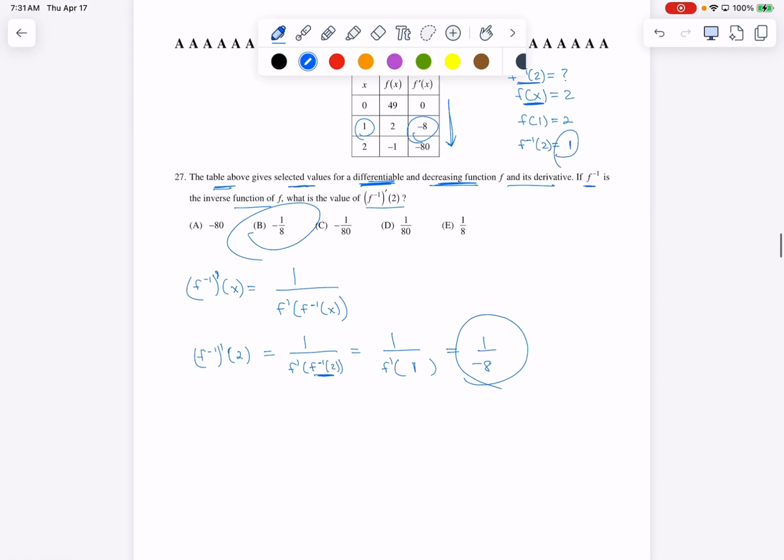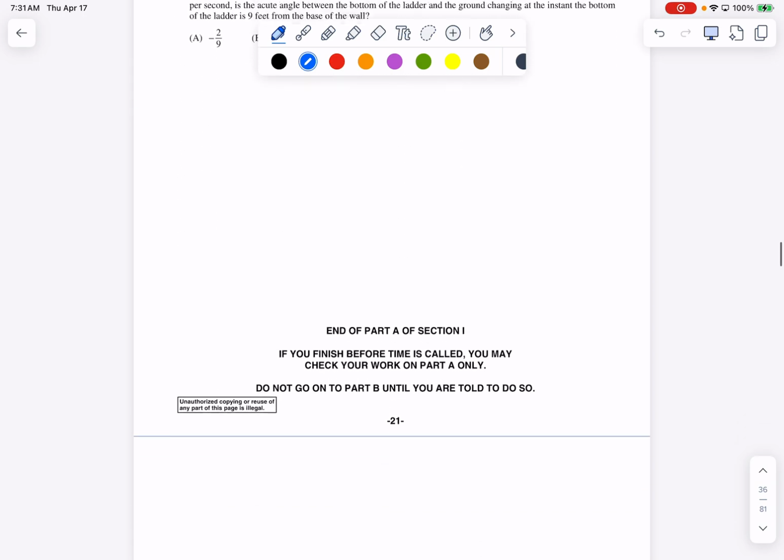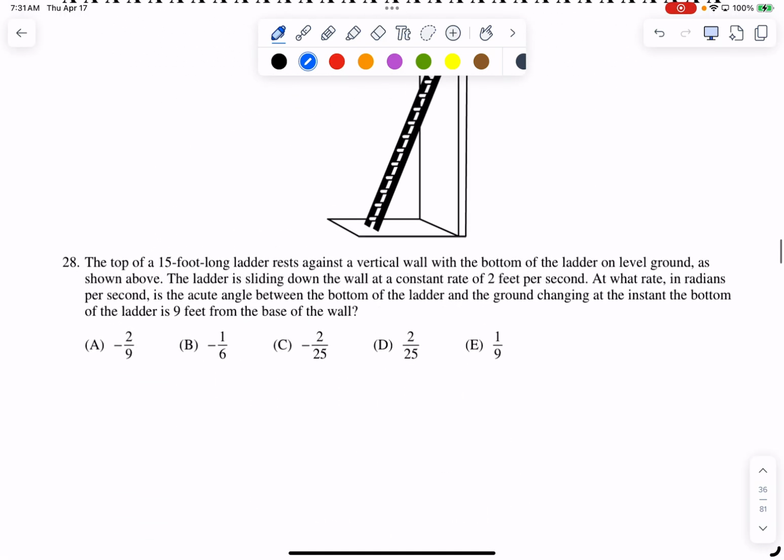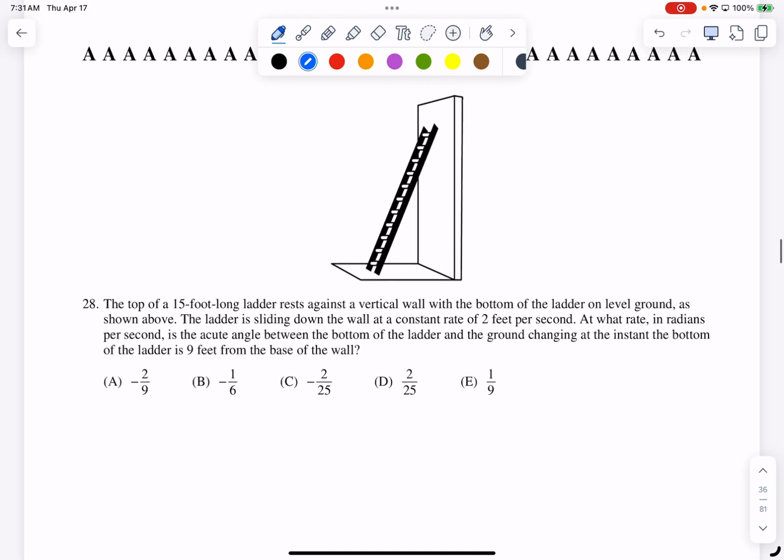Okay, good one. 28. Ooh, related rate problem. You can just tell. And there's the ladder problem, and they even have it drawn for you. The top of a 15-foot long ladder. How long's the ladder? 15. Is that distance ever going to change? Is the ladder always going to be 15 feet? So can you plug in for it before you even do the related rate, before you even take a derivative? Yes, because it's constant. Resting against the vertical wall with the bottom of the ladder on level ground.